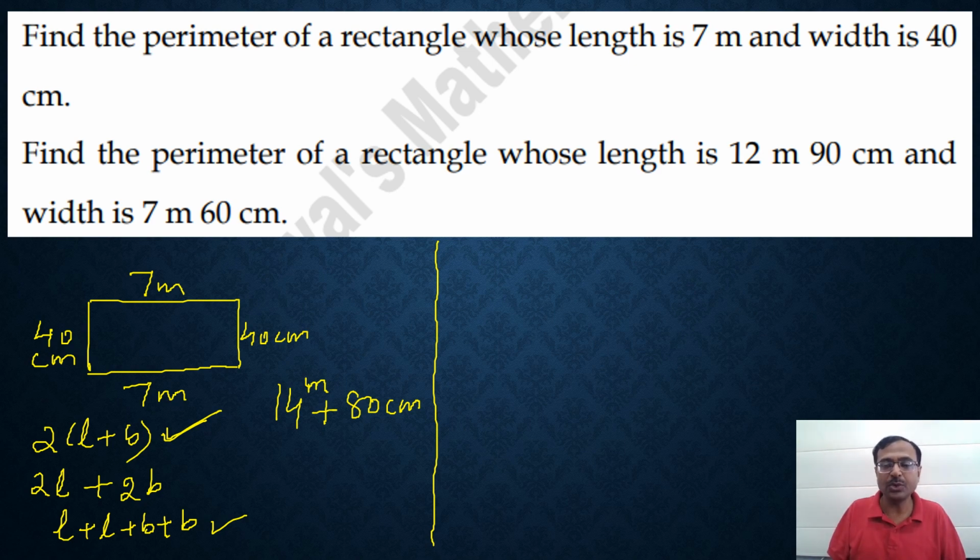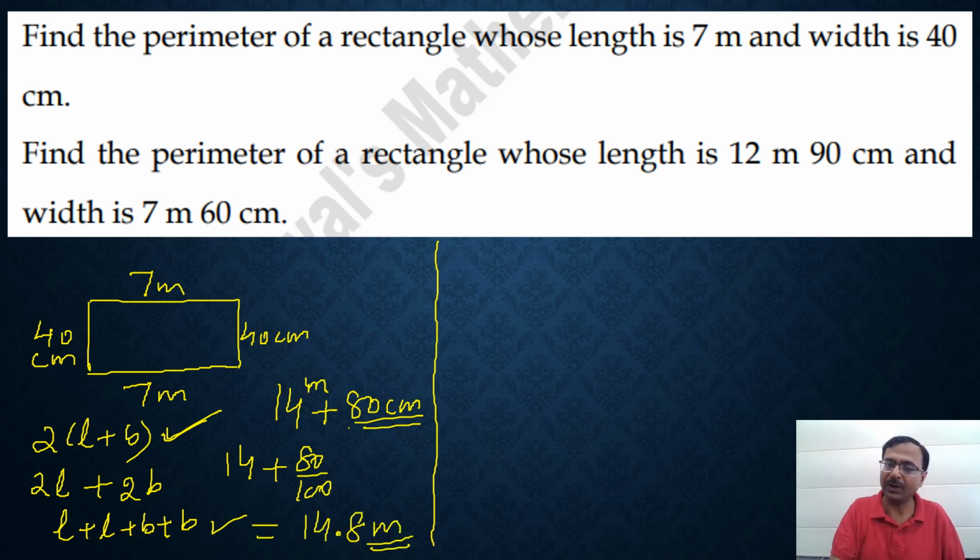Now I should know that when I convert these centimeters into meters, I have to divide it by 100. So 14 meters plus 80 upon 100, which is 0.8, gives me 14.8 meters as the perimeter of this particular figure. Now that's how you need to think about this. So cramming the formula is one thing, but having knowledge about how to get to a formula is another thing, and that's really important. Fine.